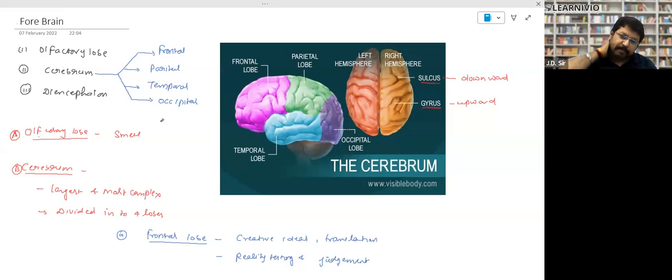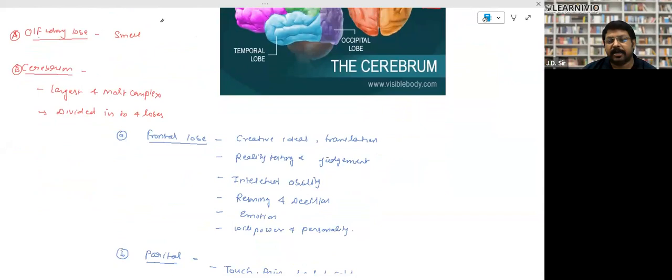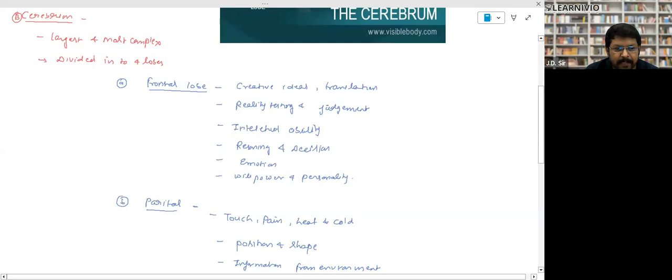Now this is just the physical division. Now we have divided the forebrain into three parts on the basis of structure. The first part is the olfactory lobe, which is responsible for smell sensing. Second is the cerebrum, and third is the diencephalon. The olfactory lobe is found only in the forebrain. The cerebrum is the main brain. Thinking, processing, intelligence, all depend on the cerebrum. It is the largest and most complex, divided into four lobes: frontal, parietal, temporal, and occipital.